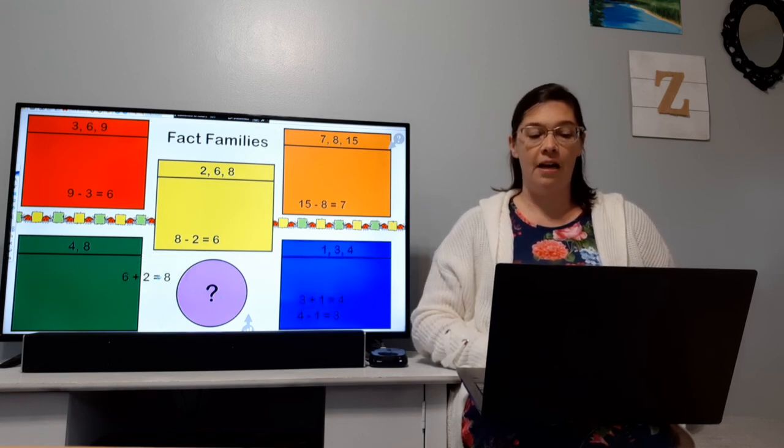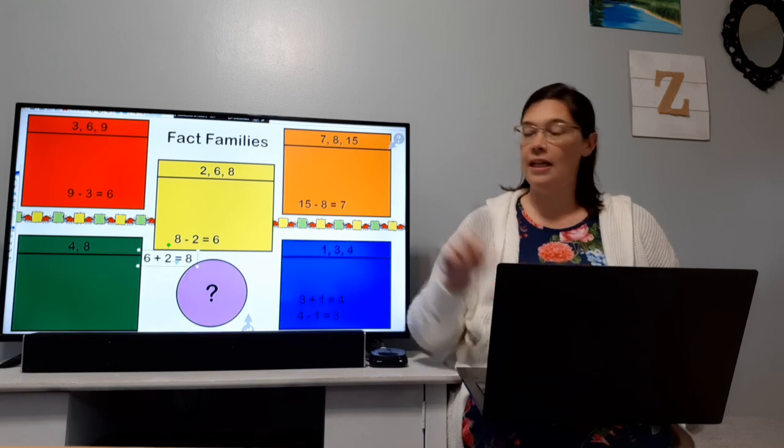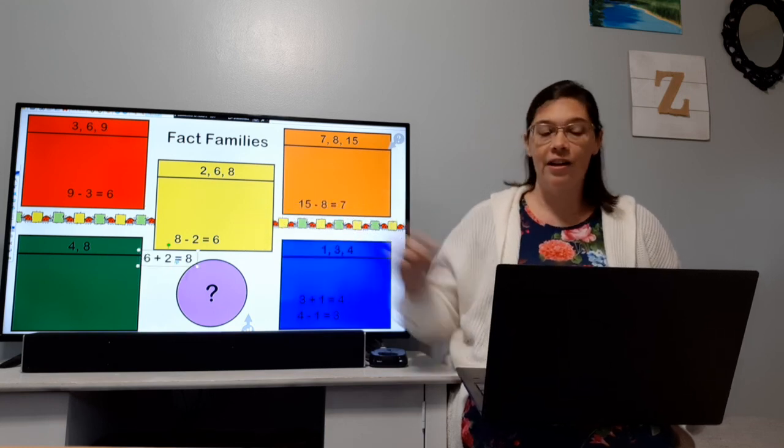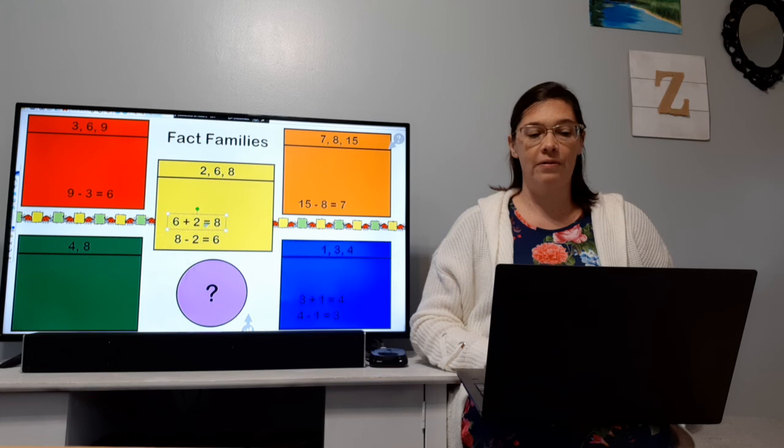Remember that fact families have 2 addition and 2 subtraction. 6 plus 2 equals 8. Goes to the yellow box. Are you thinking of them along with me?